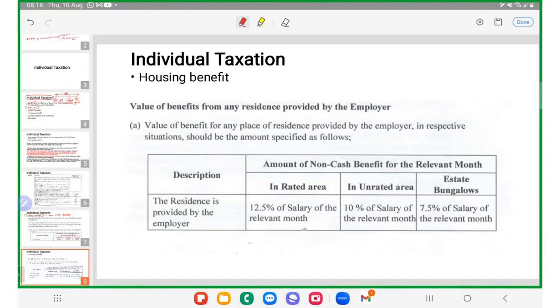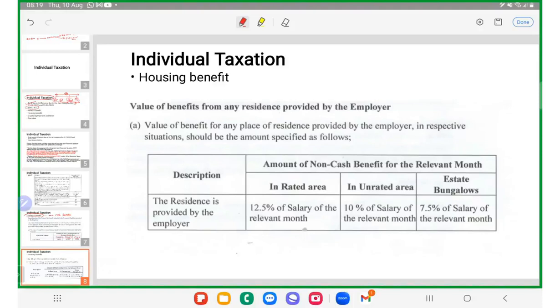Then the state bungalow, 7.5% of the salary of the relevant month. You have to consider that monthly salary, and there is no need to check whether the monthly salary is more than 200,000 or less than that. That requirement is not needed after 1st January 2023. So you need to apply this tax rule for the whole year of assessment 2022 and 2023.